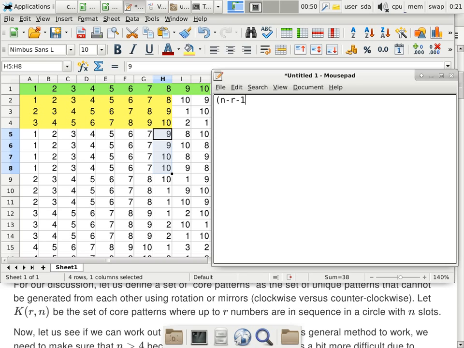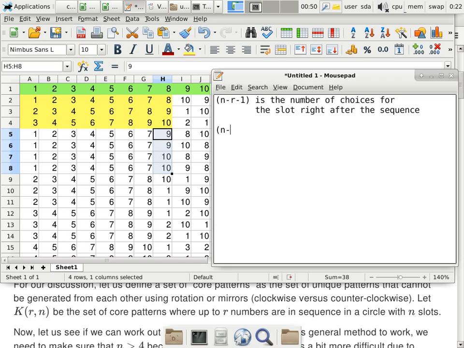N minus r minus 1 is the number of choices for the slot right after the sequence. Is that sufficient? But that only accounts for one position. It does take up one of the three remaining numbers. The other two numbers that are remaining can be in any order, which means 2 factorial would account for that. So let me just write that down here.